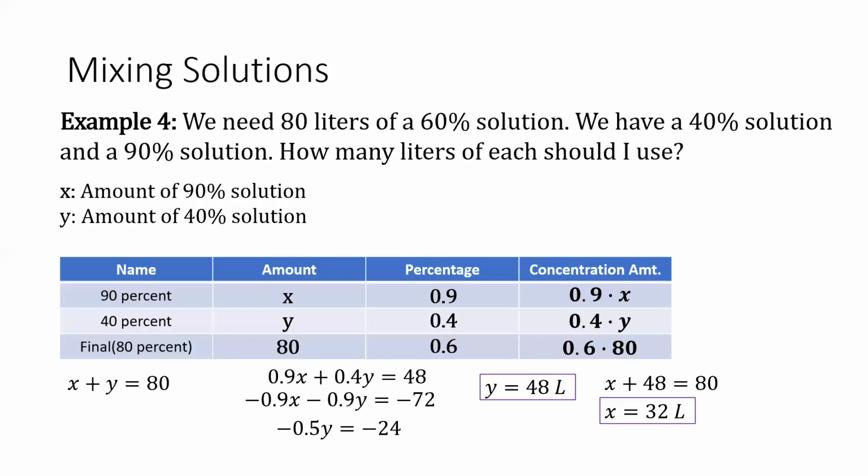Again, if you want to be super careful, you would say, okay, I would mix 32 liters of the 90% solution and 48 liters of the 40% solution to get 80 liters of the 60% solution. That's too much. I do expect you to have units, so what I wrote down is kind of the bare minimum. But if you want to go above and beyond, you could say something like that.